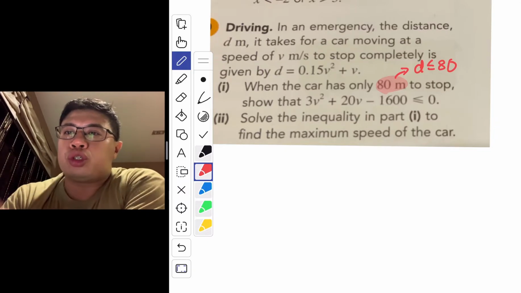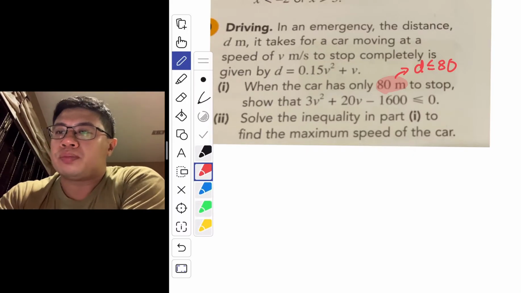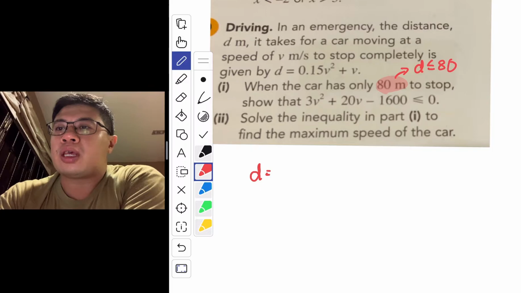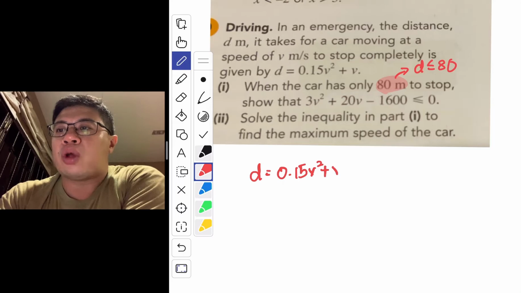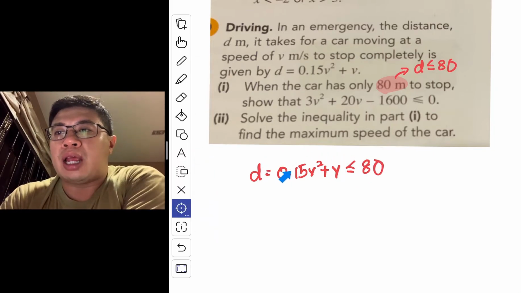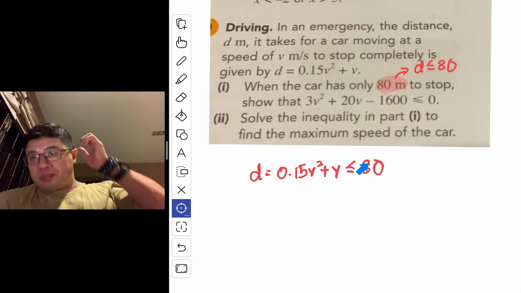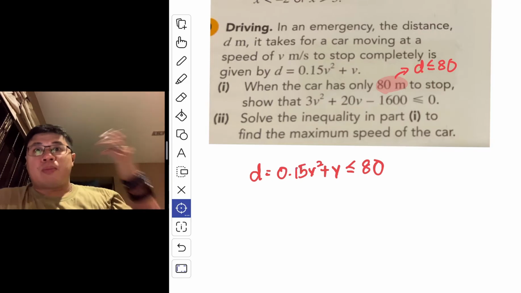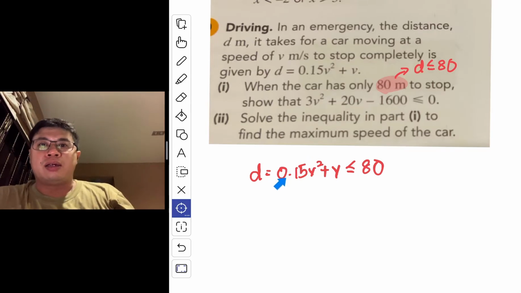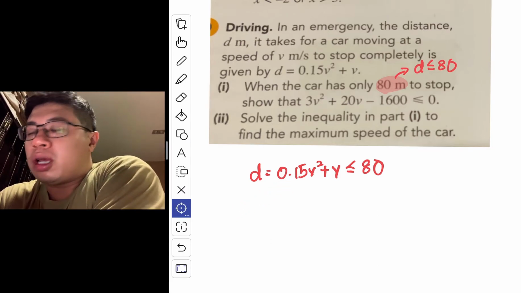Okay, so I want to show the following inequality. What do I do? Very simple. If they're saying that d equals 0.15v squared plus v in the question, and at the same time this has to be less than or equal to 80, because I'm saying that my d has to be less than or equal to 80, I naturally get an inequality. So I have only up to 80 meters to stop. If you think about braking distance, definitely the less the better. Correct or not? If you take very long to brake, then likely the car is going to get into an accident. So look at the context also.